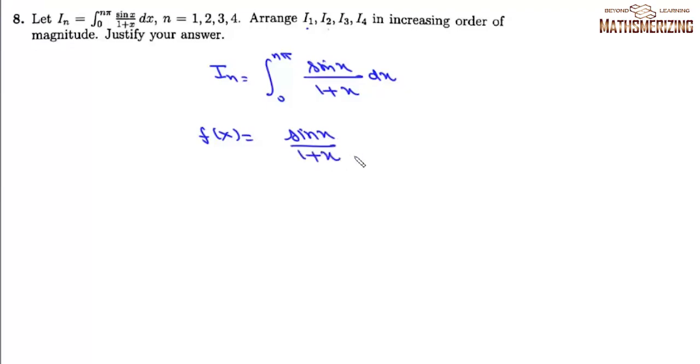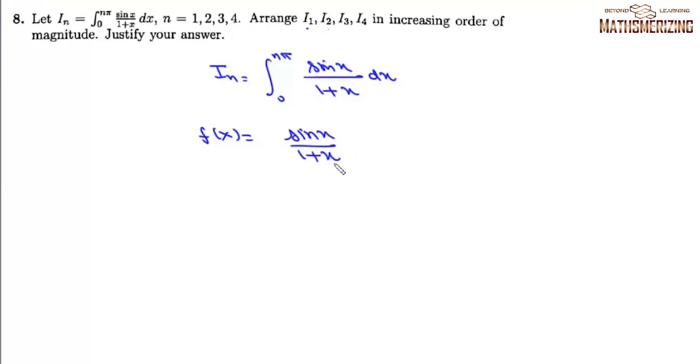Now question number 8 is, let In be this integral from 0 to n pi of sin x upon 1 plus x dx. Now we have to arrange I1, I2, I3 and I4 in increasing order of magnitude, and we have to justify the answer. Now for this, what we'll do is we'll consider this function f(x), which is sin x upon 1 plus x.